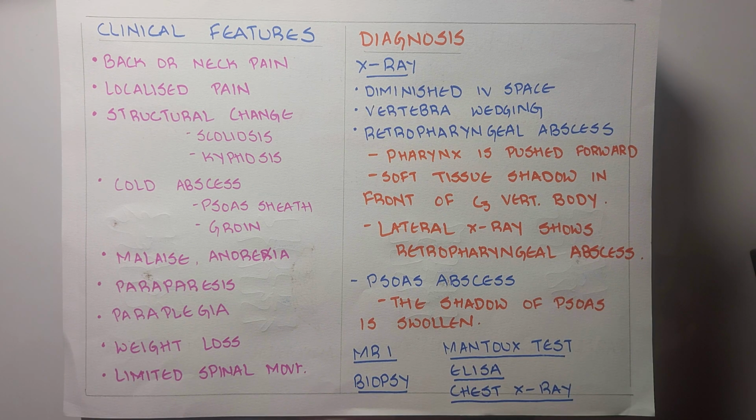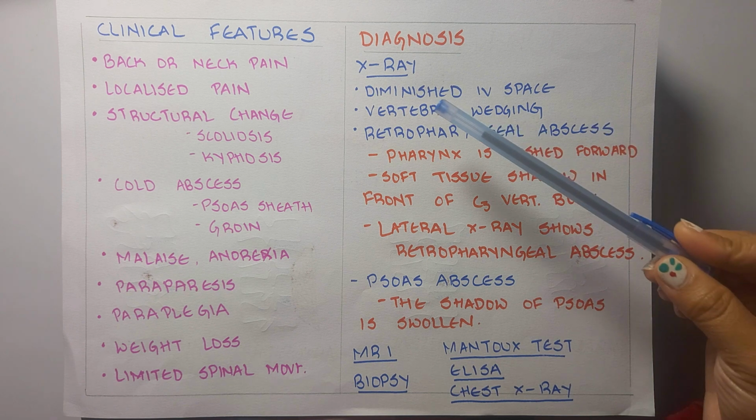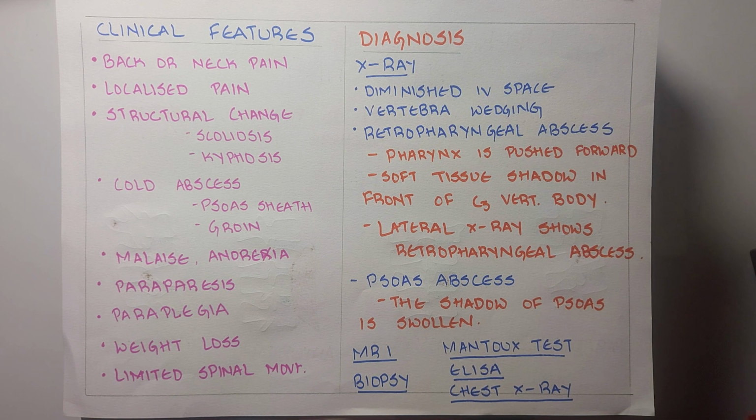Moving on to the diagnosis, we do the X-ray where we can see the diminished space of the vertebra in between the vertebrae. So there is diminished IV space. There is wedging of the vertebral body and we can also find the retropharyngeal abscess. Now in cervical spine TB, a retropharyngeal abscess may be seen on a lateral X-ray.